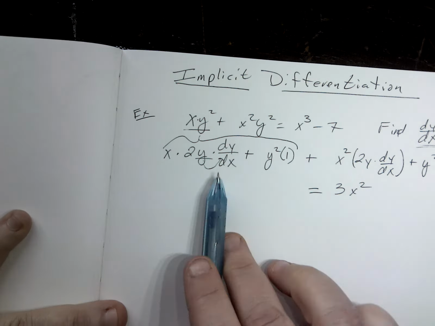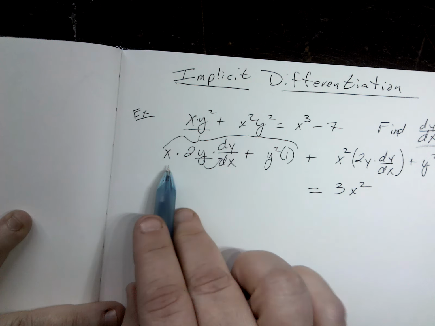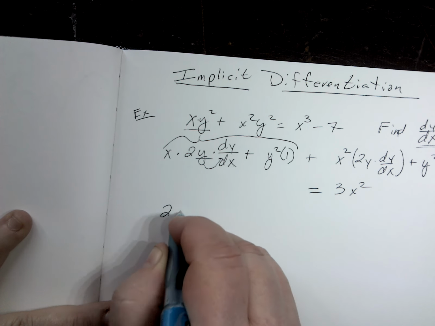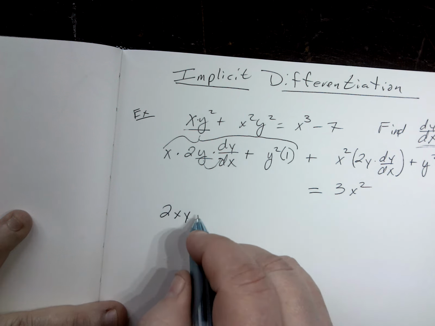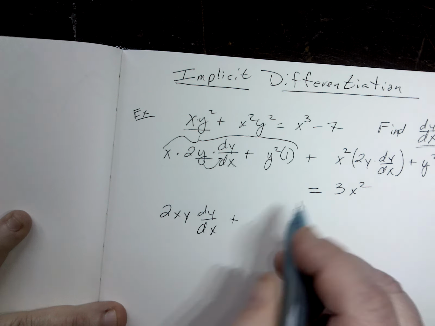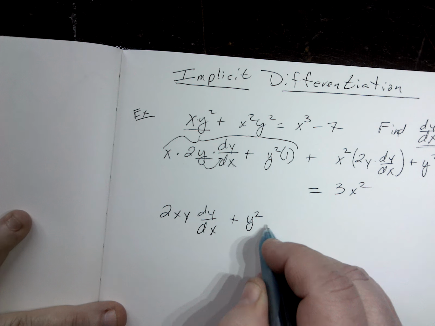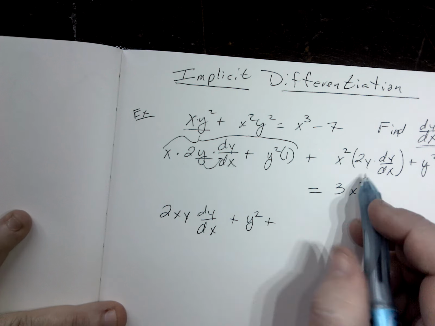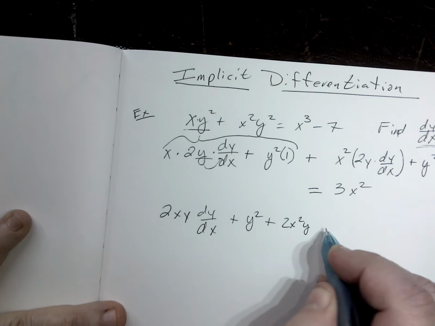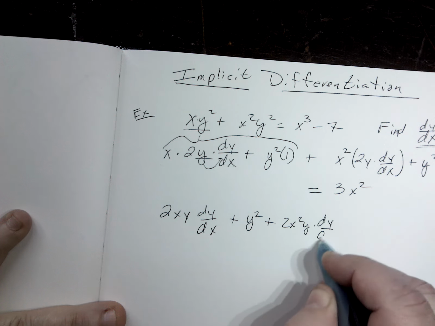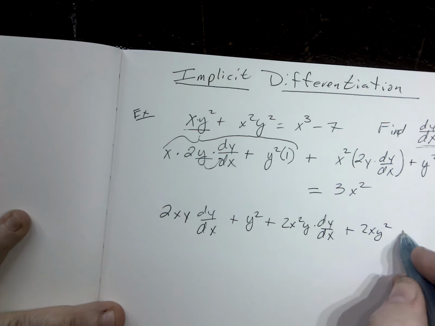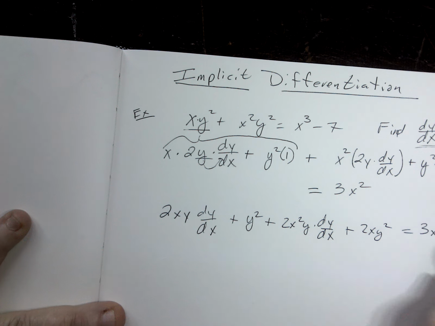So let's write this a little bit nicer, gather like terms and that sort of thing. For this first expression, I tend to like to write my numbers in the front. And dy/dx. y squared times 1 is just y squared. Here I have 2yx squared, or 2x squared y, times dy/dx, plus 2xy squared. And that equals 3x squared.